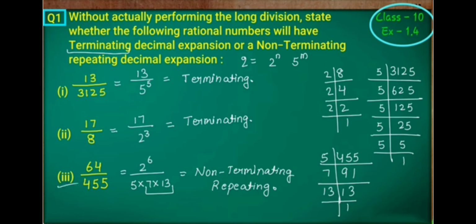Now the third question, this is 64 by 455. The denominator is 455, so it is 5 into 7 into 13. Here the denominator is not in the form of 2 to the power n or 5 to the power m or 2 to the power n into 5 to the power m. So this is non-terminating repeating. Is it clear, students?